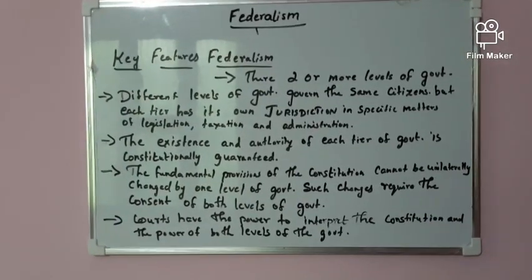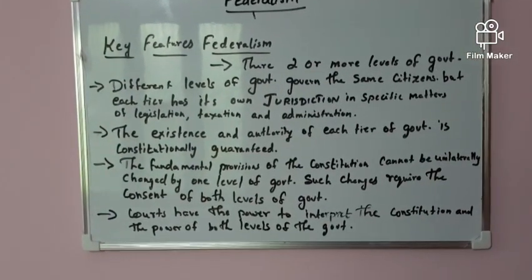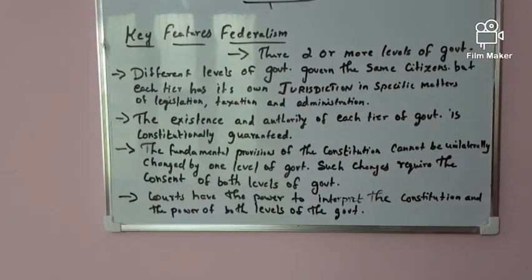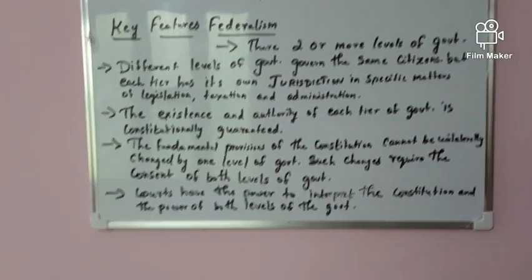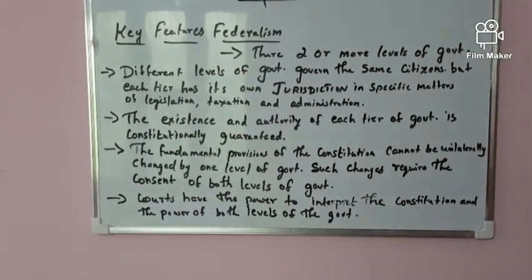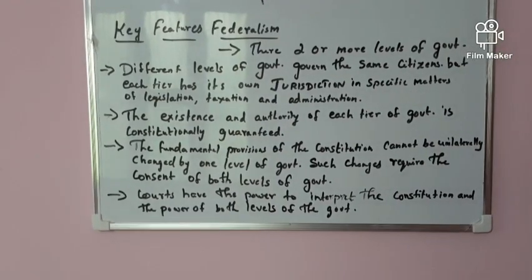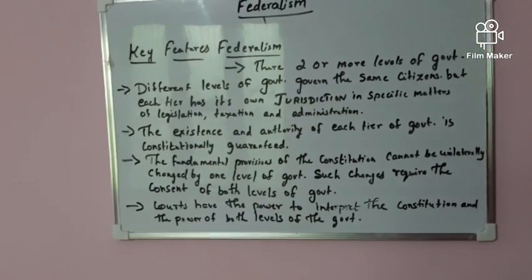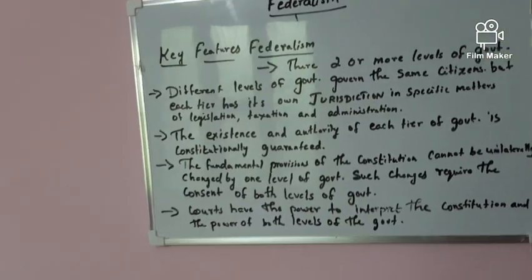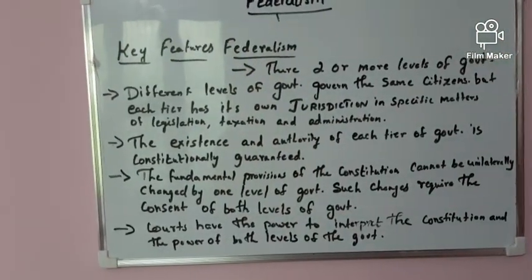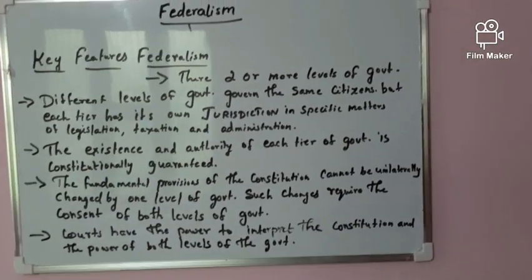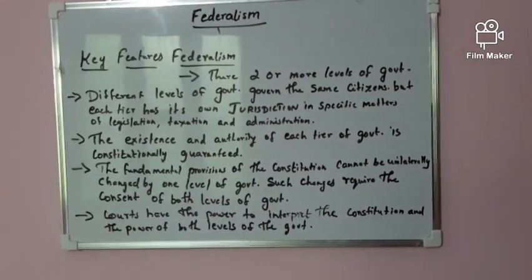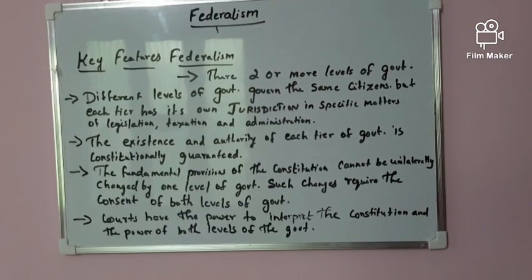The third feature is that the existence and the authority of each tier, each level of the government, is constitutionally guaranteed. That is, the existence and the authority of each level of the government is guaranteed. There is no change in that. Once they have taken a decision, it is guaranteed for the ruling time of them.